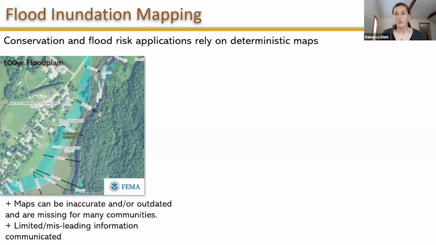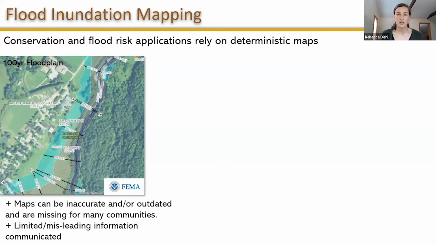In the literature, we are seeing documentation of post-flood analysis of which properties are actually inundated and which are not. These maps also tend to be outdated, so not necessarily representing the current hydrology or our current understanding of what's going on on the ground. And they're also missing for many communities.